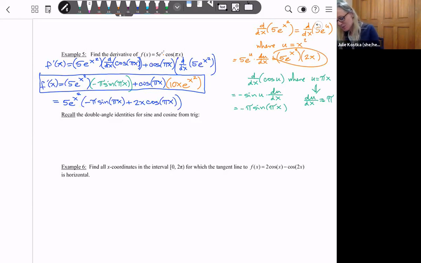Okay, recall double angle identities for sine and cosine. Well, let's see, sine of 2A is 2 sine A cosine A.